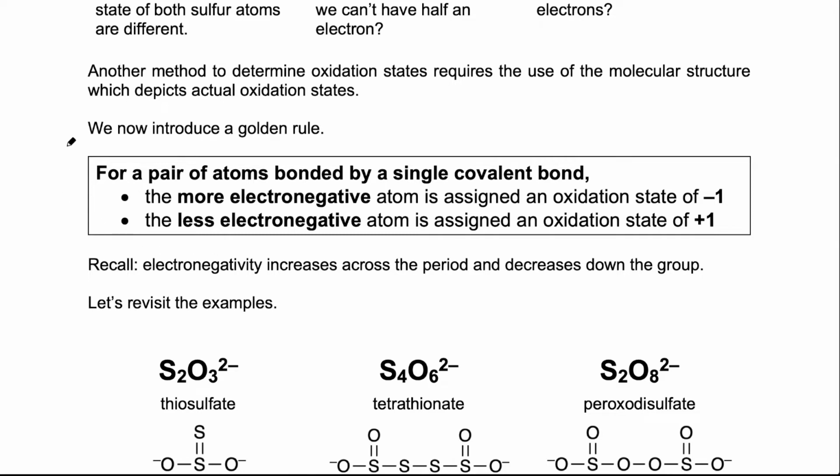Now here's the golden rule. When we have a pair of atoms bonded by a single covalent bond, the more electronegative atom is assigned an oxidation state of -1, while the less electronegative atom is assigned an oxidation state of +1.